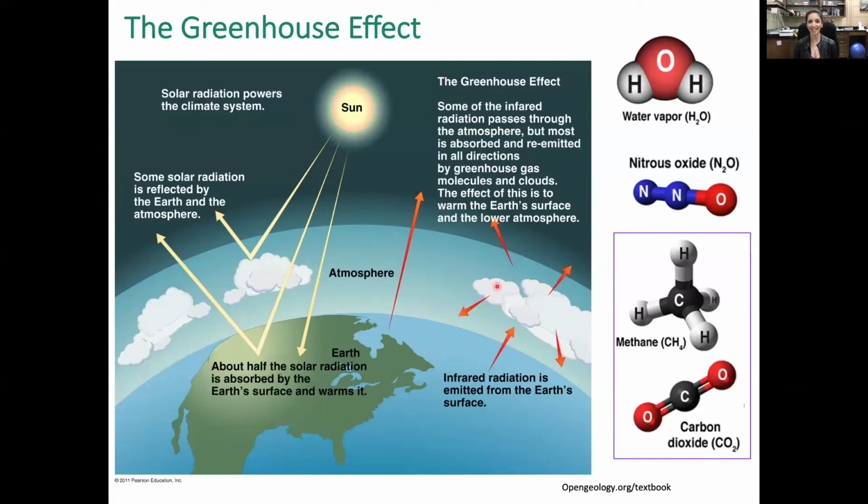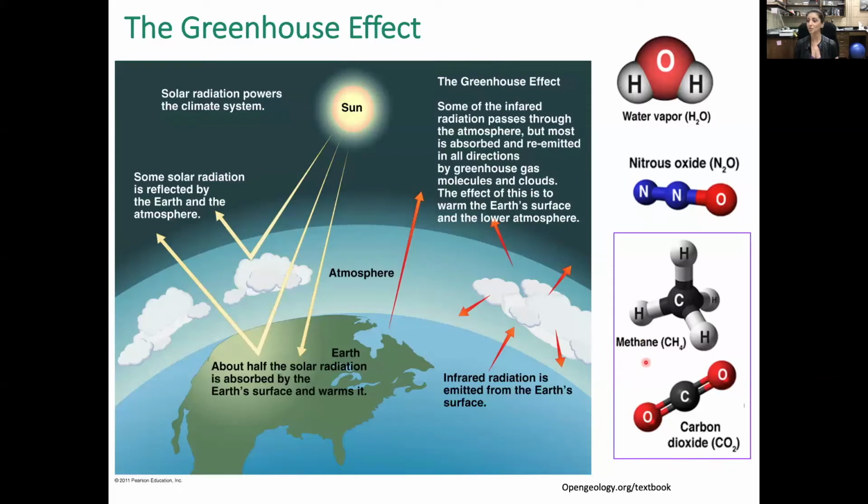This is a cloud. It is composed of water vapor, and it might surprise you to hear that the most abundant greenhouse gas in our atmosphere is actually water. It does a really, really good job of radiating solar radiation back to Earth. We also have other chemical compounds that do a good job of radiating solar radiation back to Earth. We have nitrous oxide, N2O. We also, of course, have carbon dioxide, CO2. And finally, we have methane, CH4.